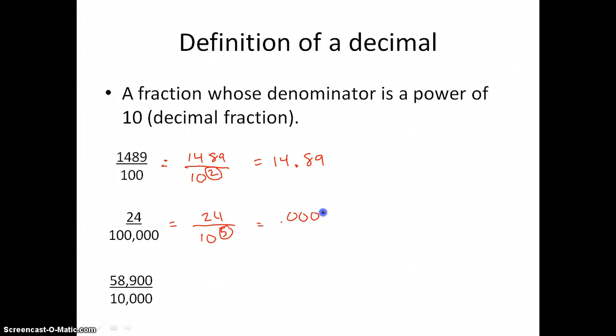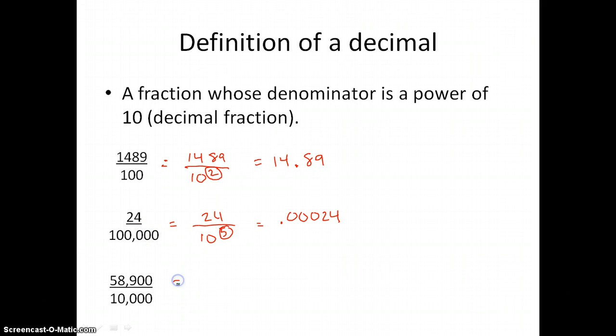So it would be point, let me make this a little bigger, 0.00024. So tenths, hundredths, thousandths, ten thousandths, hundred thousandths. We have 24 hundred thousandths. So here's the decimal way of writing this fraction.